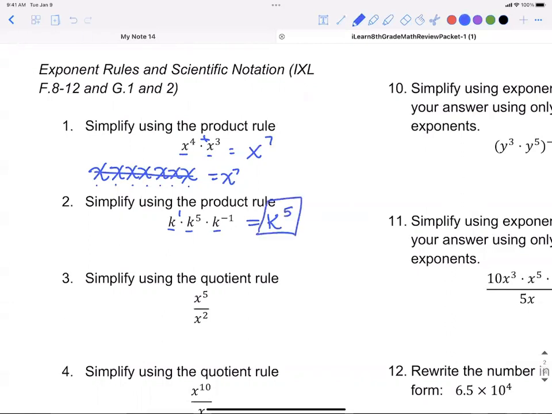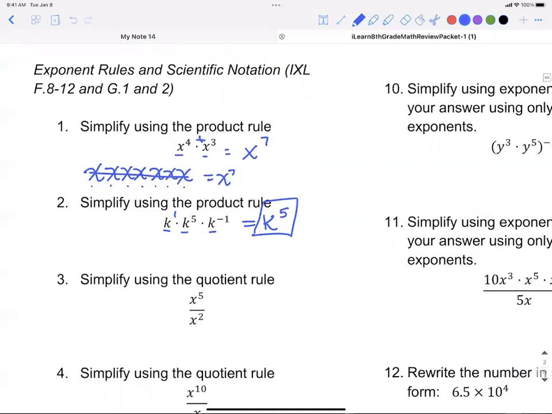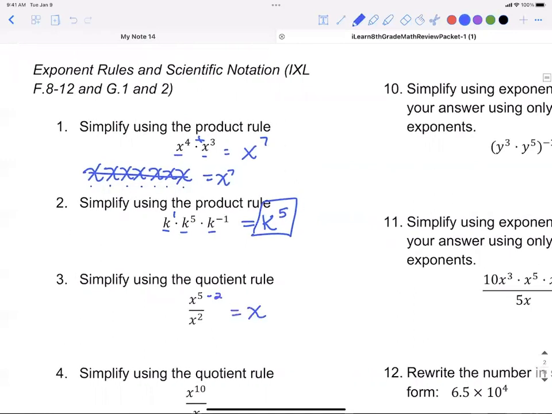Okay. Simplifying using the quotient rule. Well, the quotient rule is very similar to the product rule in that with the product rule, it's multiply, so you add. So the quotient rule, it's divide, so you subtract. So 5 minus 2 equals x to the 3rd.